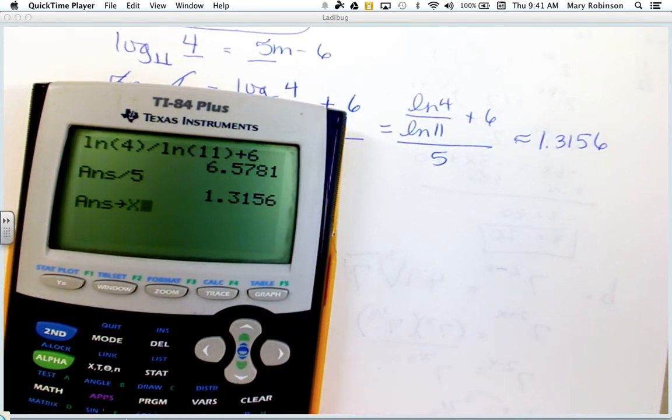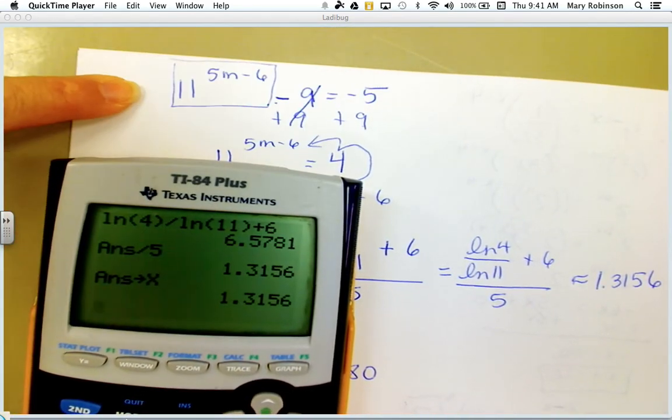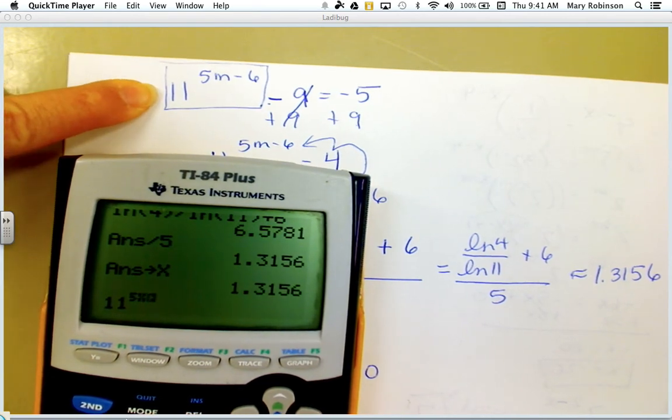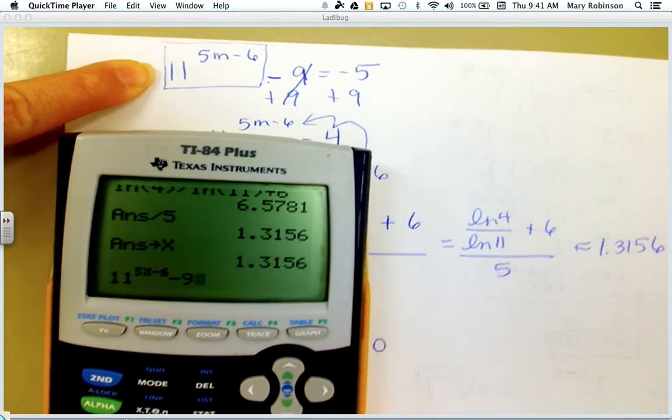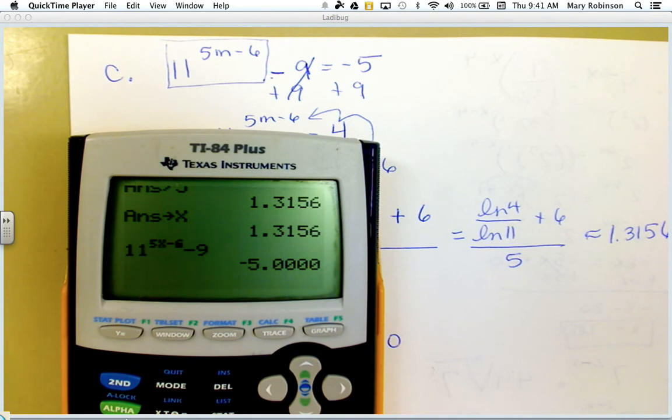Now, since this is my exact answer rounded to the 4th place, I can store it. If I go store as x, enter, then I can type this in and make sure it equals -5. So I'm going to type in 11 to the 5x minus 6 minus 9, and if I did my work correctly, then my answer will come out to be -5, and it does. Okay?